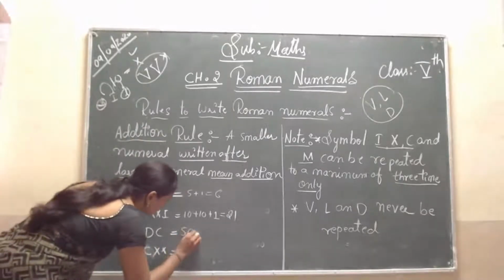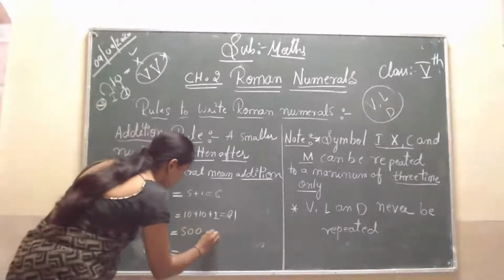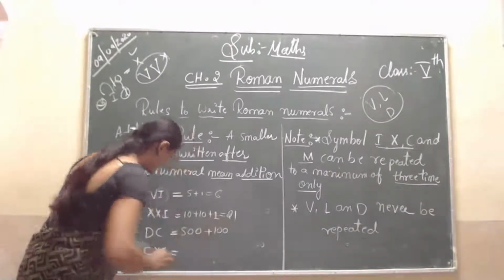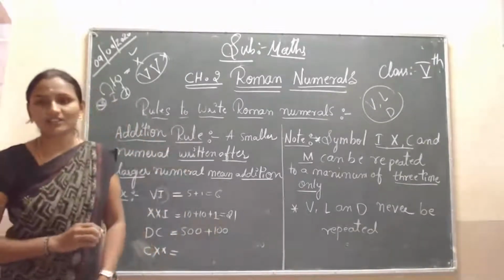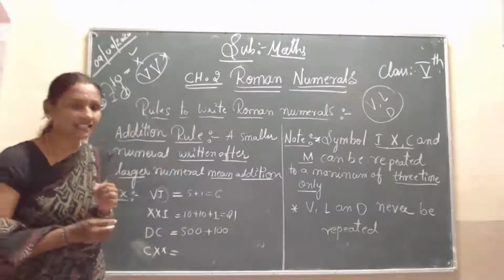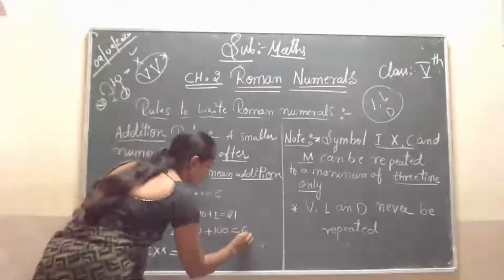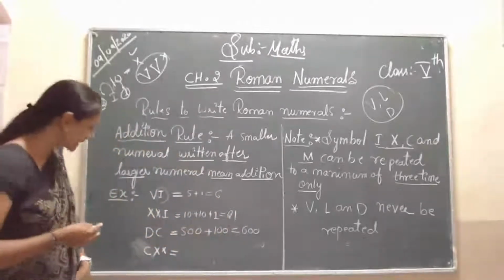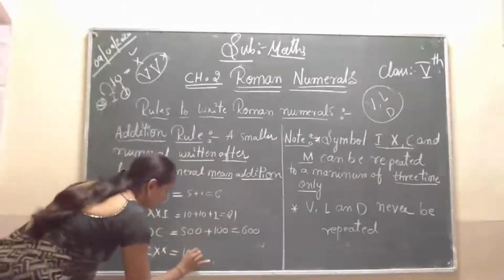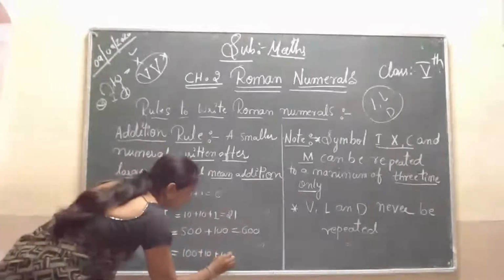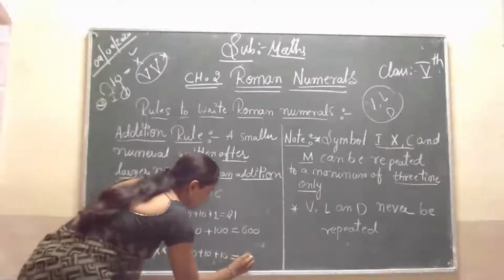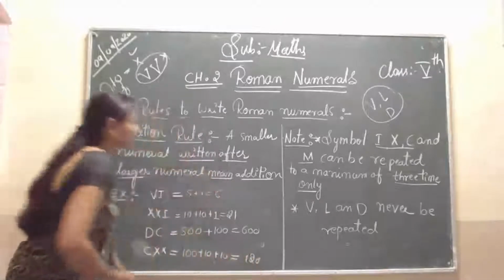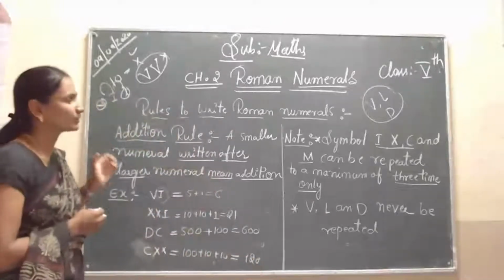So D, students, D means what? The value of D is 500. Plus 100, C means 100, students. So DC, that is 600. Okay, next, CXX, students. CXX means 100 plus 10 plus 10 is equal to 120. So this is an example of the addition rule.